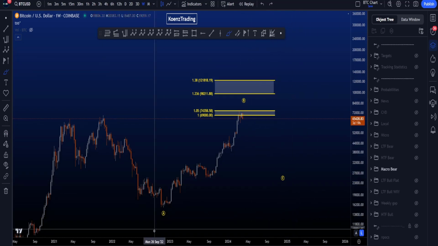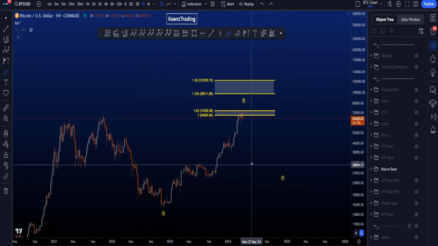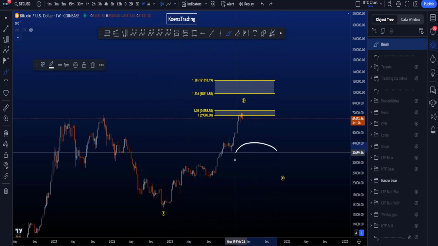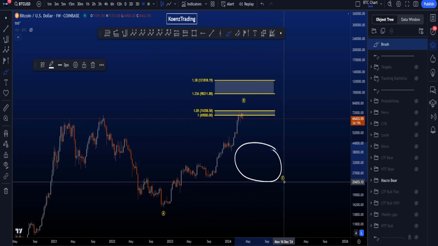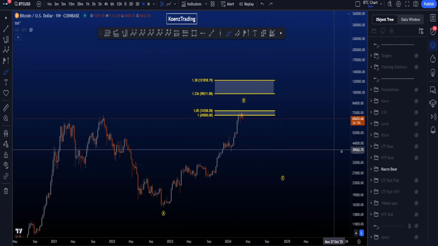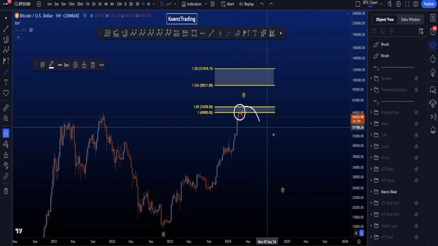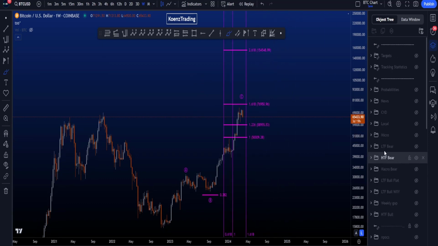Now, a wave C in a flat can go below wave A, but in a running flat structure, it doesn't have to go below this wave A. It can also stop somewhere here around the 30, 40, 20K area. But above all, we first need to wait for strong weakness before we start talking about much lower targets.